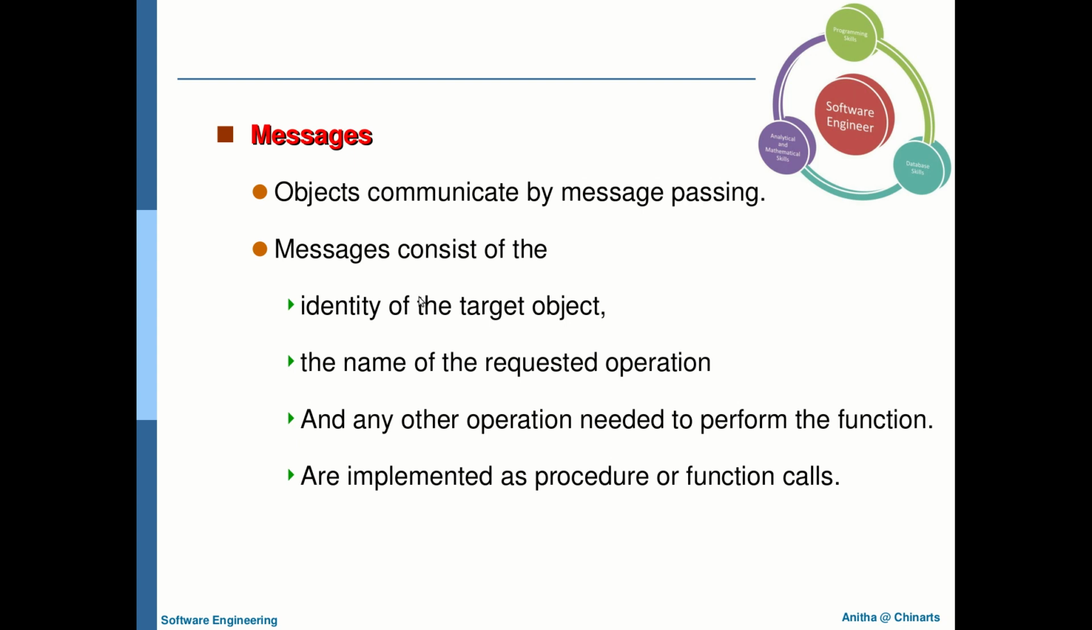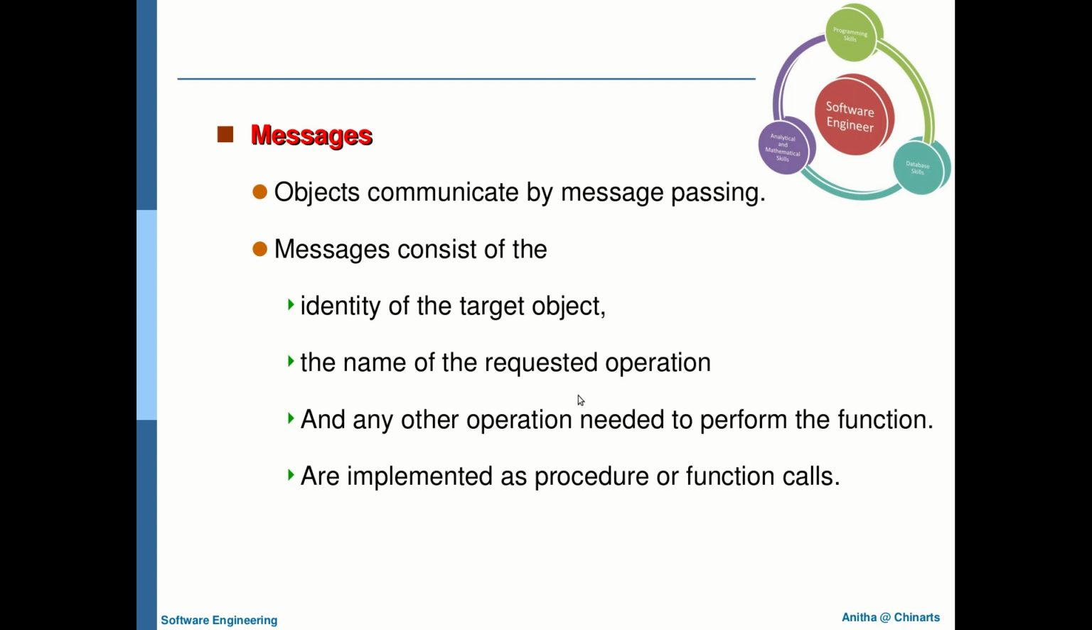Suppose object A wants to communicate with object B. Object A must pass a message to object B, and the message will consist of three pieces of information. What are they? The target object. Which is the target object? B is the target object. So specify B, since you want to communicate with B.